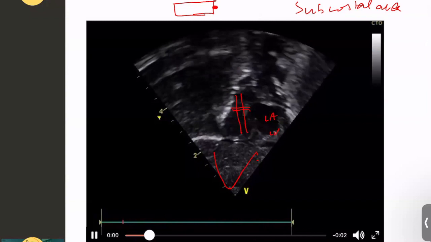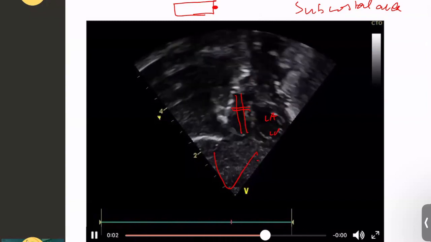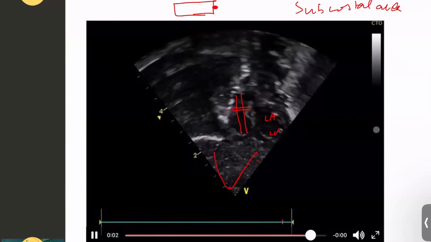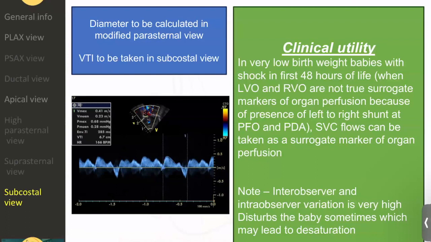Okay, and then you will get a waveform. In the next slide, I should have shown the waveform. Let me see. Okay, yeah. So this is the waveform. So your point, the pulse wave Doppler is here, and this is the kind of waveform which you will see. You see there are two humps which are visible in the SVC flow.